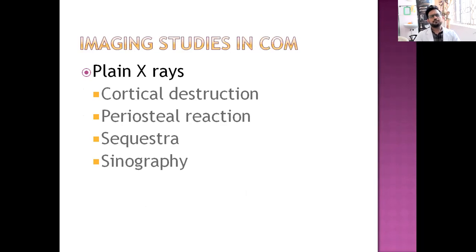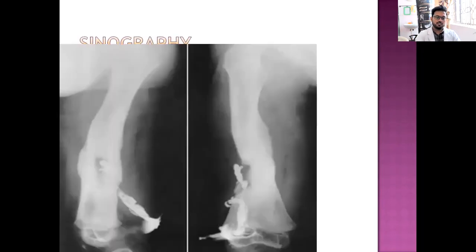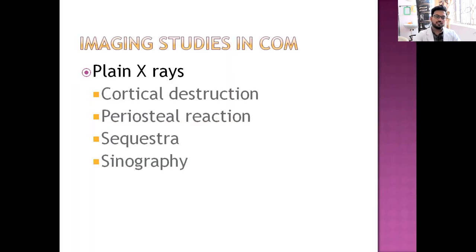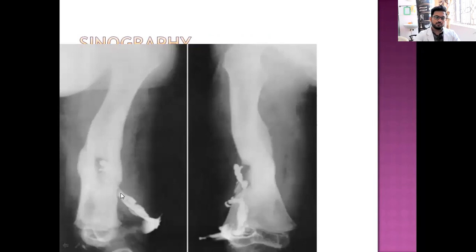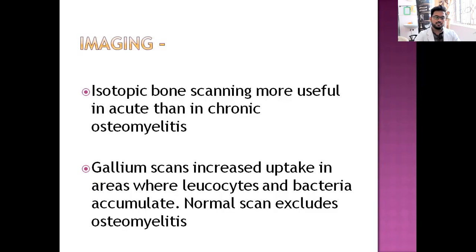So other studies like plain X-rays can also be seen here. In the X-rays, the important points are four: cortical destruction, periosteal reaction, sequestra, and sinography. Here we can see there is cortical destruction. There is periosteal reaction. Sequestra can also be seen in that. This is a sinogram.